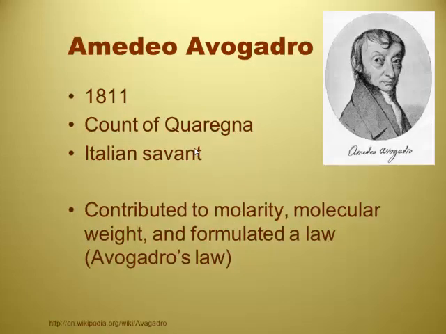Okay, so who came up with the idea of a mole? It turns out that this guy, Amedeo Avogadro, figured it out in 1811. He was the Count of Quaregna. He's Italian. And he also happens to be a savant, which means that he's really, really good at certain things. Some savants are good at music, some are good at math. He's good at math. And he is the guy who came up with the idea that a certain amount of a substance should be equal to the same number of particles.